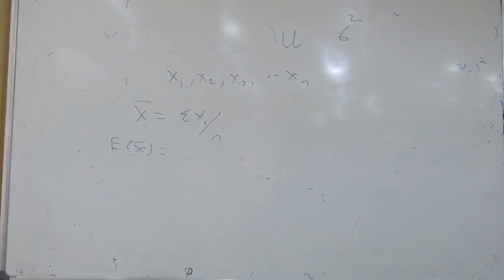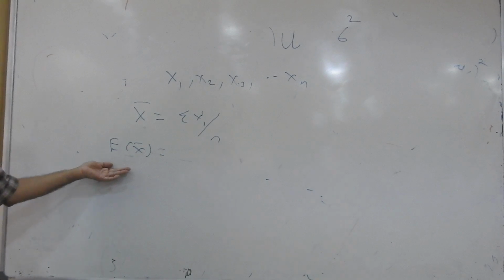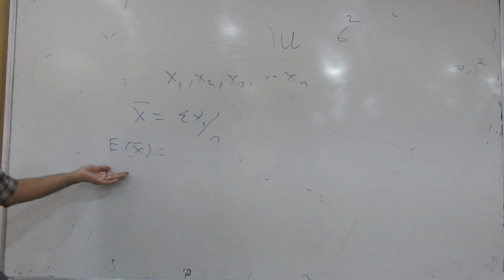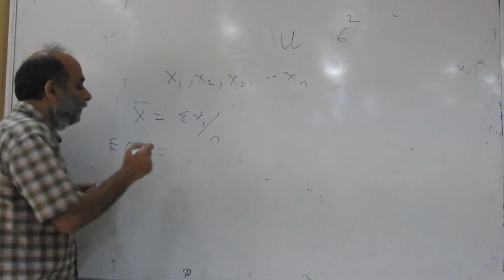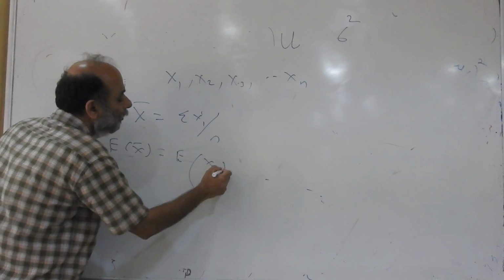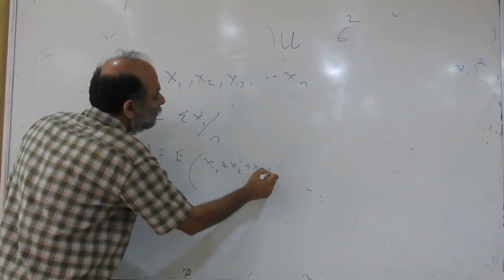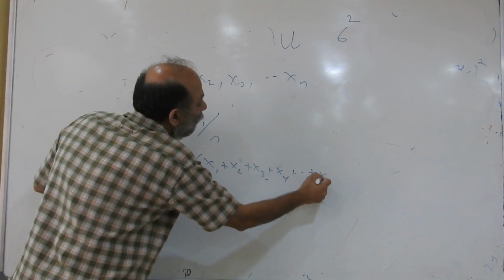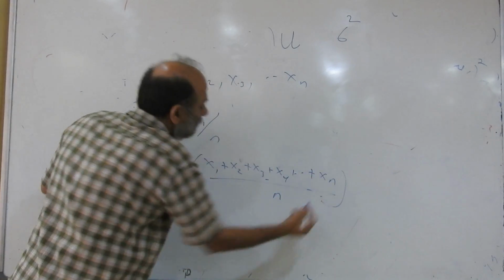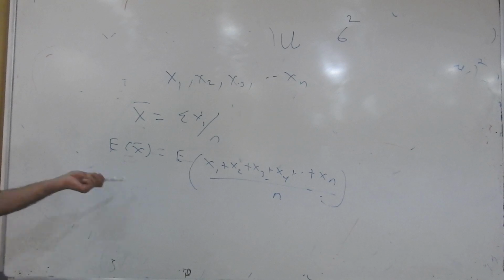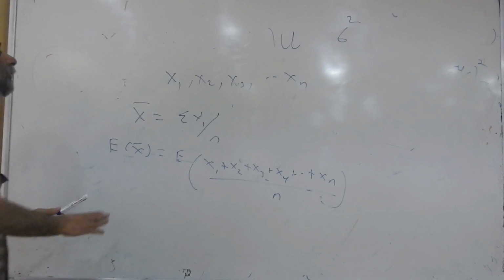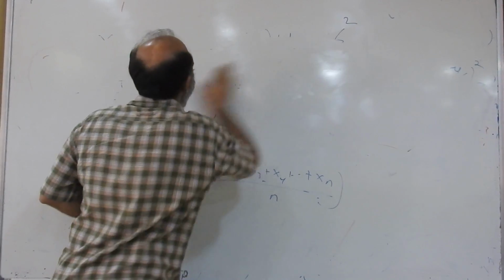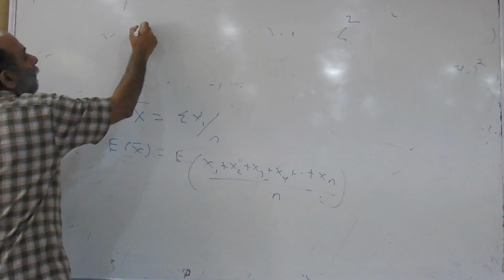So let me find out what the mean is. The mean can be found by the expectation of x bar. Is this clear? Expectation of x bar is the mean, which is the expectation of (x1 plus x2 plus x3 plus x4 plus ... plus xn) upon n, because that is the definition of x bar.